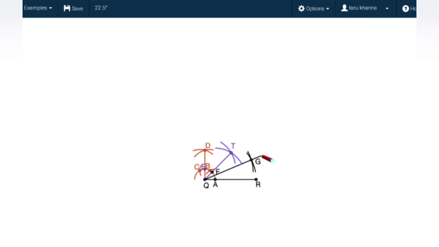So we have seen in this construction, we made a 90-degree angle first, and then we bisected it to get a 45-degree angle, and then on further bisection of that angle we can get a 22.5-degree angle.